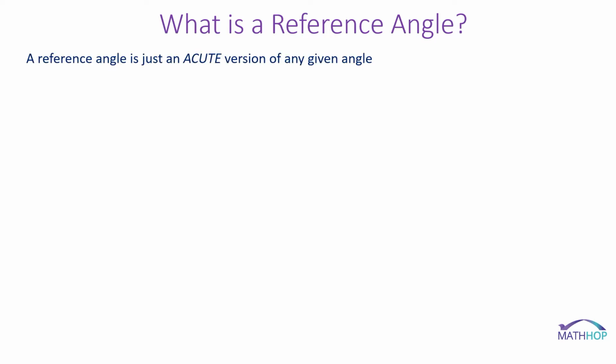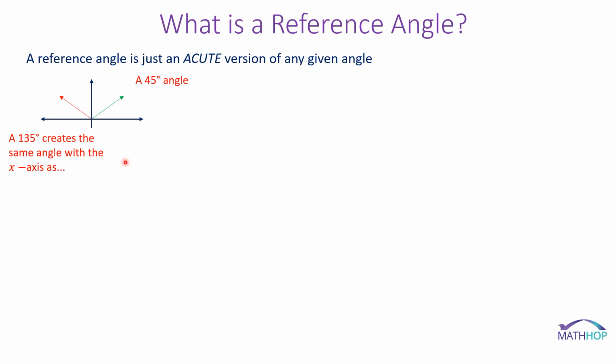A reference angle is simply a positive acute version of any given angle. Okay, so here's what I mean. Right here we have an angle. This is a 135-degree angle. And when we are measuring angles, we're measuring the angle created from the x-axis. So a 135-degree angle creates the same angle with the x-axis as which angle? Well, as a 45-degree angle.